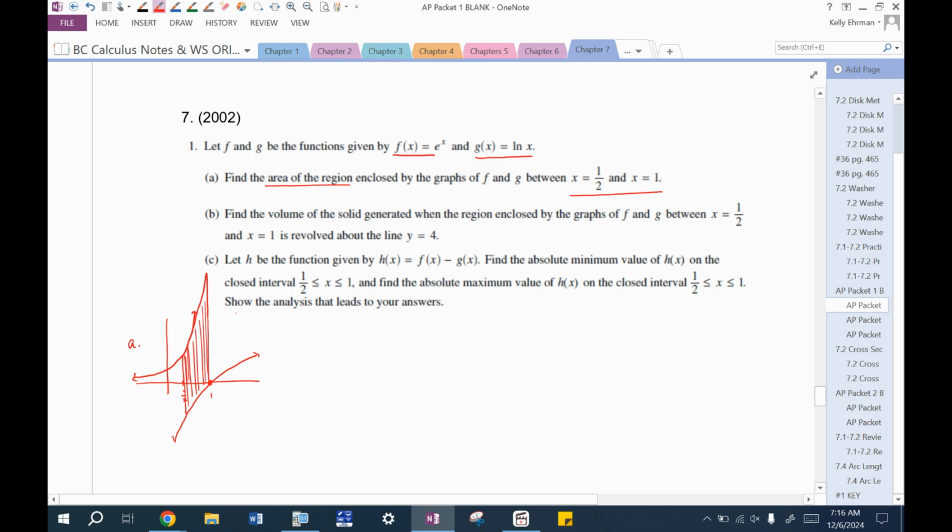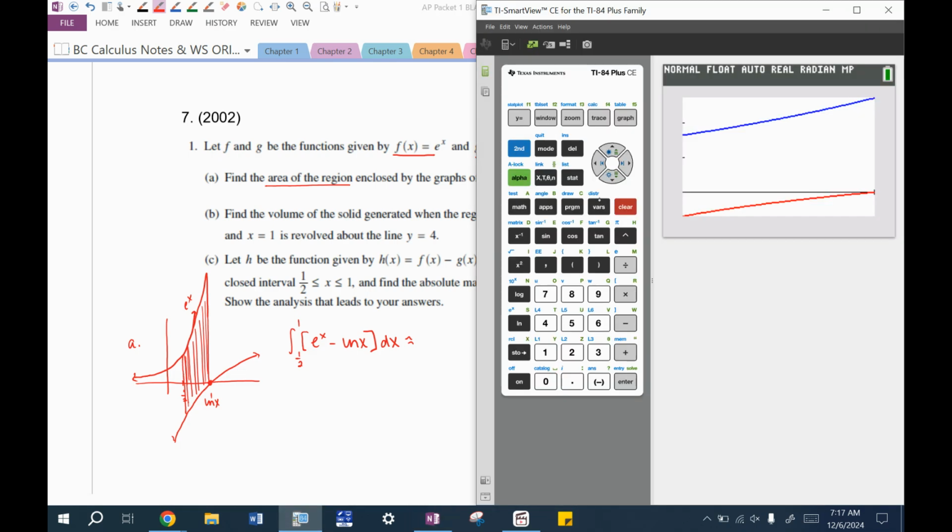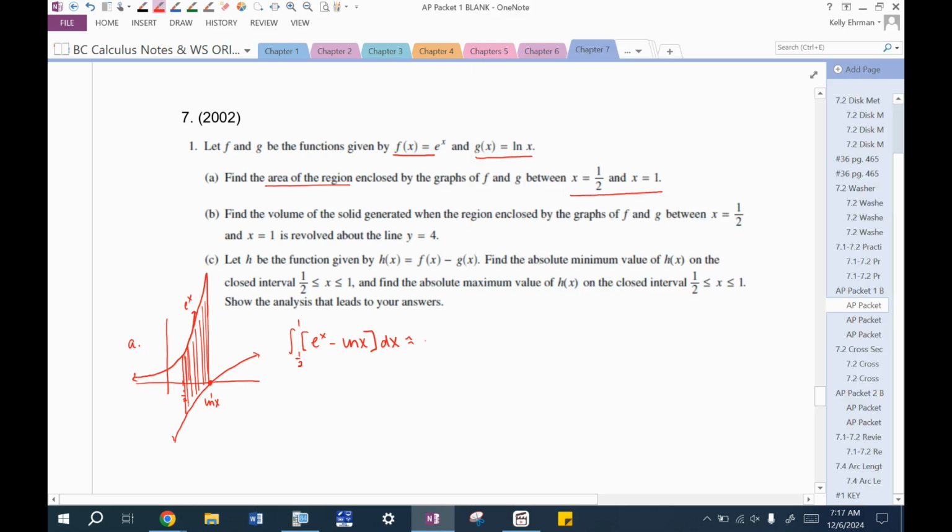All right, so the top is the e to the x, the bottom is the natural log of x. The bounds are 1/2 to 1. So this should be the integral from 1/2 to 1 of e to the x minus natural log x, top minus bottom. Remember to put your dx in there. I'm going to use my calculator here: math, 9, 1/2 to 1. Now I can type in e to the x and ln x, or I do have them in y1 and y2. So you have that option as well. I'm getting 1.223 approximately as that area.